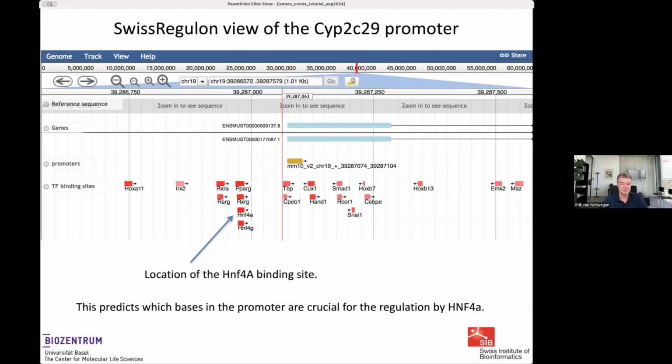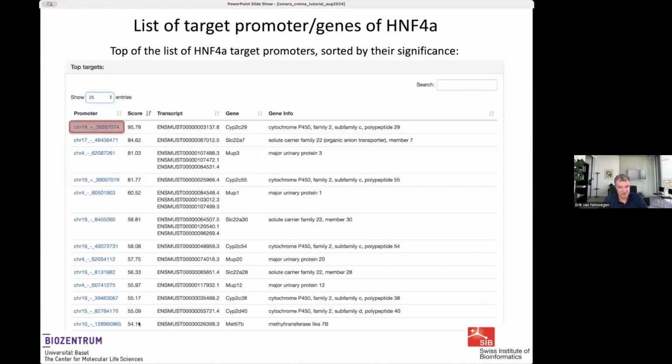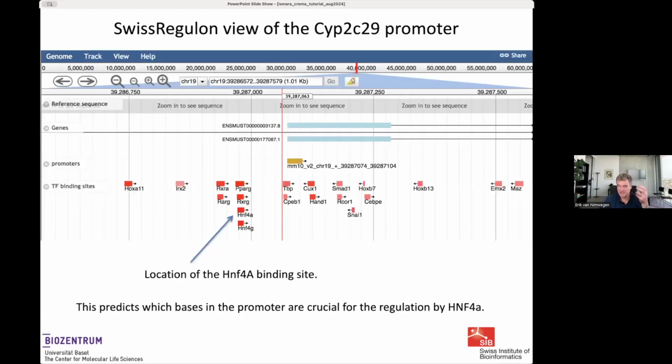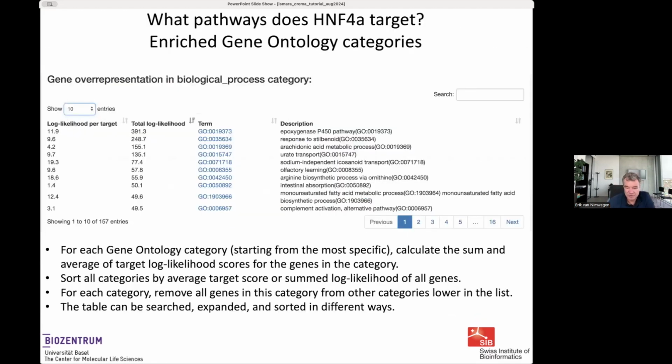All right, so this is this target list. And then there are various ways in which we try to give some insight of what kind of sets of genes and pathways are targeted by HNF4A in this data set, okay? So one way we do this is we look for gene ontology categories which are enriched among the targets.